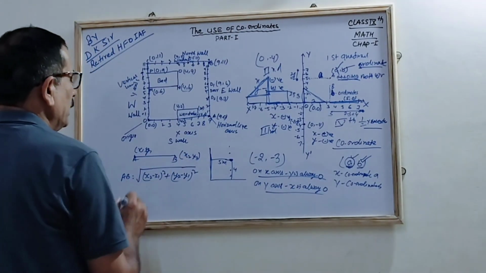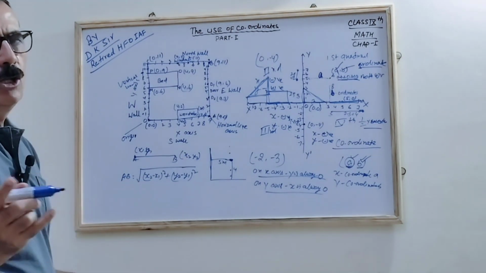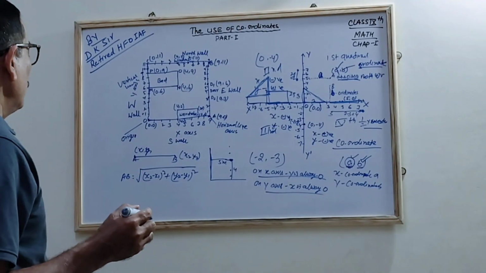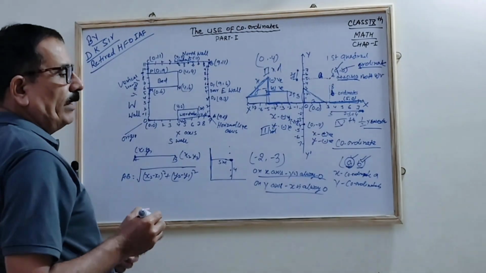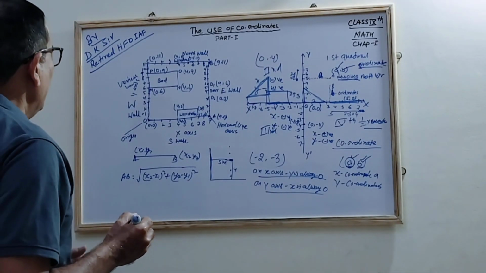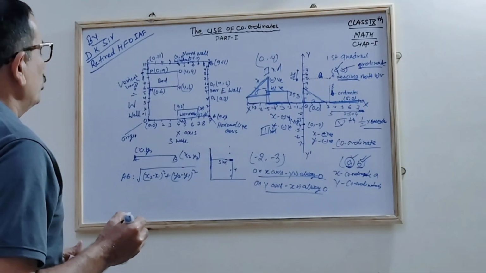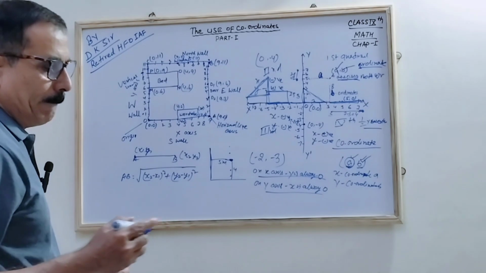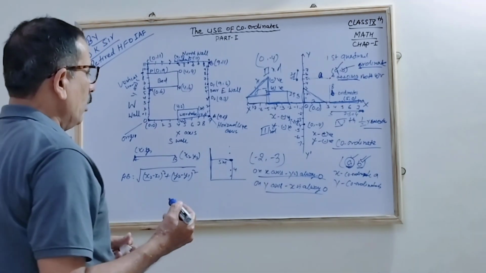So find the difference, add it, and then take the under root, and you can easily find out the distance. Correct? This is the way you should do it. You can find out the values of the distance. This is one of the rules. There is one more rule.